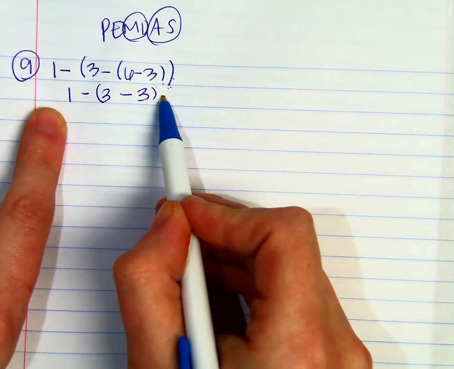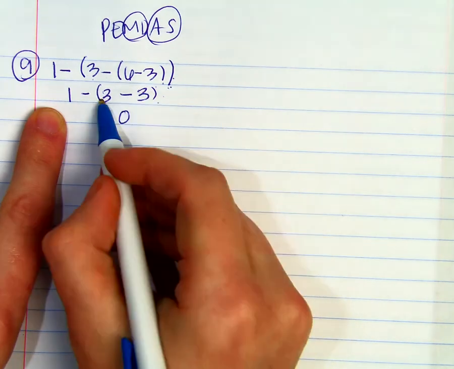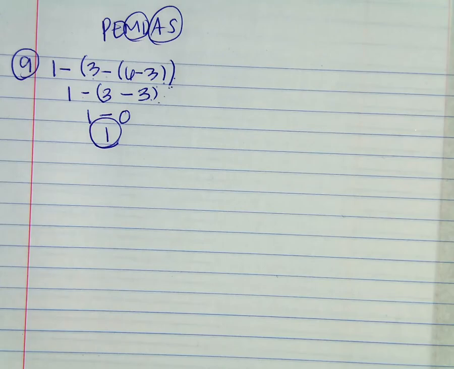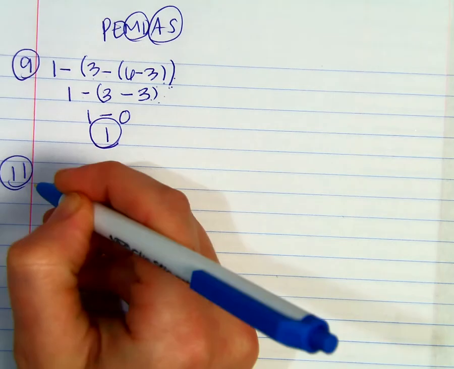Alright, on this line you just have a set of parentheses you need to work with. 3 minus 3 is 0. This can now be dropped. You've done everything inside this set. Bring down the minus and the 1. And you just need to compute 1 minus 0, which is 1.